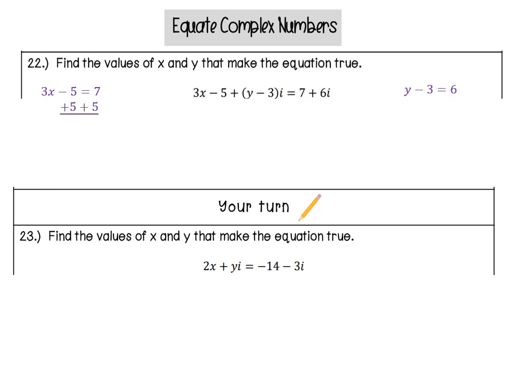So add 5 on both sides for the one with x, and that gets us 3x equals 12. Divide both sides by 3. That gets us x equals 4. On the right side, y minus 3 equals 6. We just add 3 to both sides, and y equals 9. So x equals 4 and y equals 9 would be our end results.